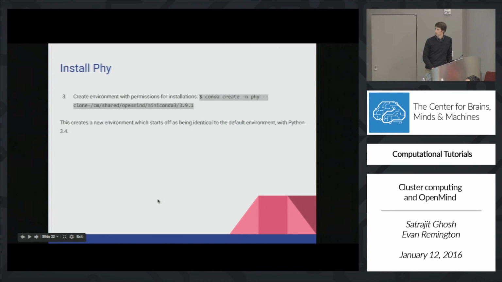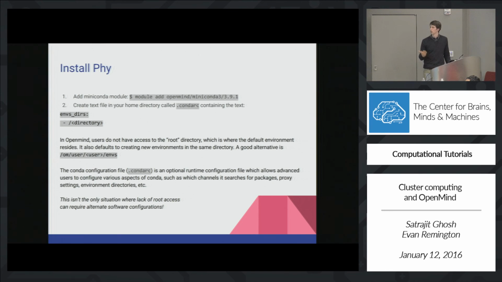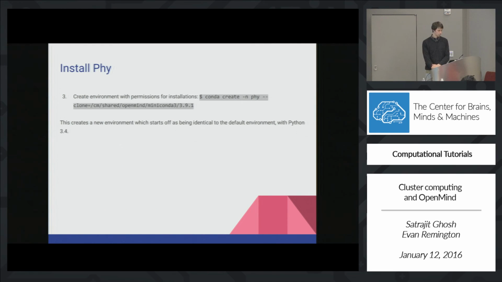So this configuration file can configure various aspects of Conda. We're just going to use it to specify where these environments go. And like I said, this isn't the only situation where lack of root access can require alternate software configurations. Then we're going to create the environment. To do that, we're going to start by cloning the default environment, which is in the root directory, so we can install additional things to it, which is the reason we're doing this. We're going to use Python 3.4 because that's what we need to run the spike sorting program.